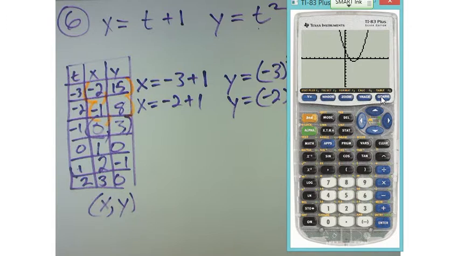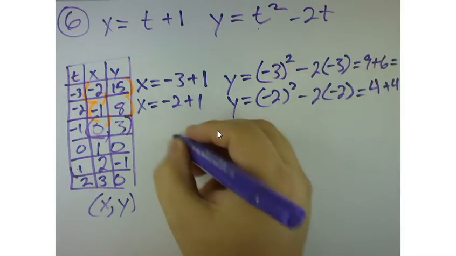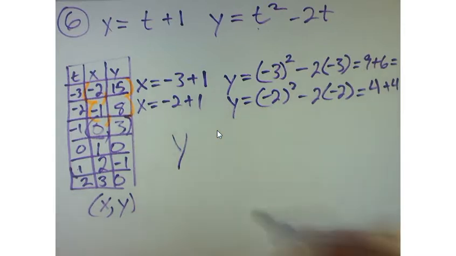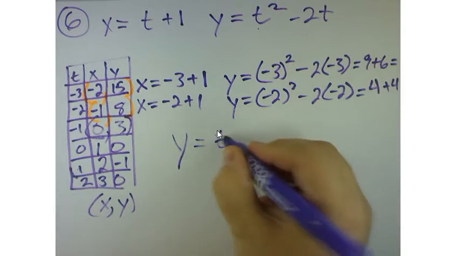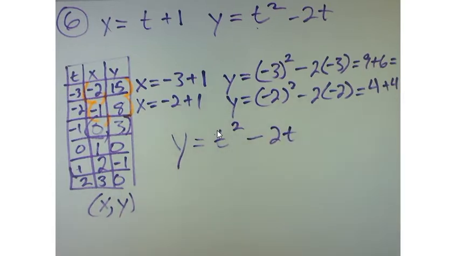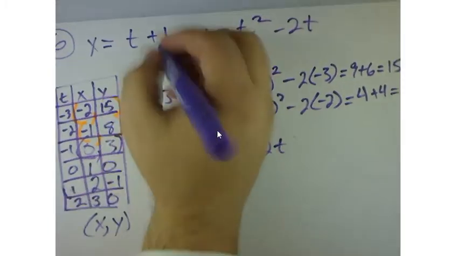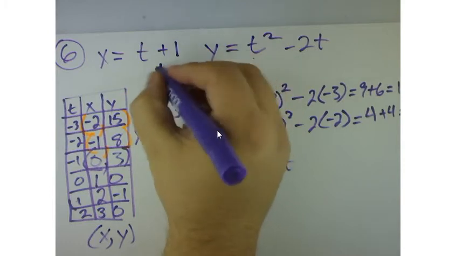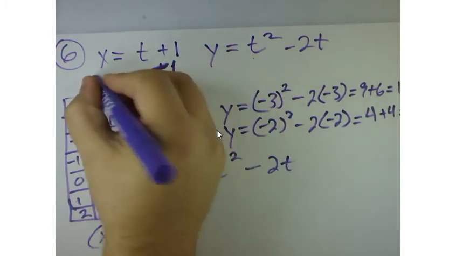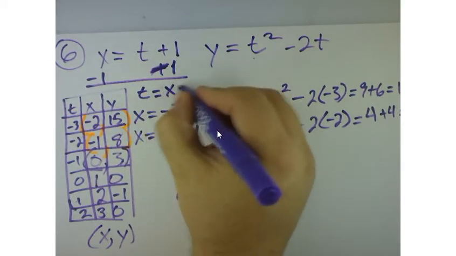And then what was the second part they wanted us to do for that? Part B says find the direct algebraic relationship. Alright, so that looks like a parabola, which should be y equals something x squared something something something. So we start with the parametric equation of t squared minus 2t. And what I need to do is I need to plug some x's in here. Well, the easiest way to do that is to take my x equation and subtract 1 from both sides, and when I do that I get t is equal to x minus 1.